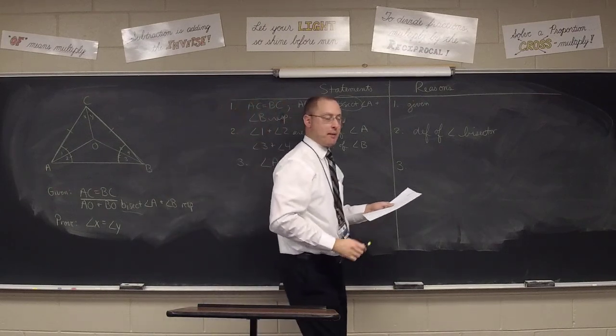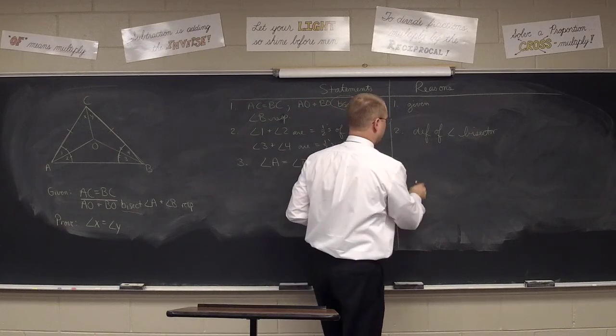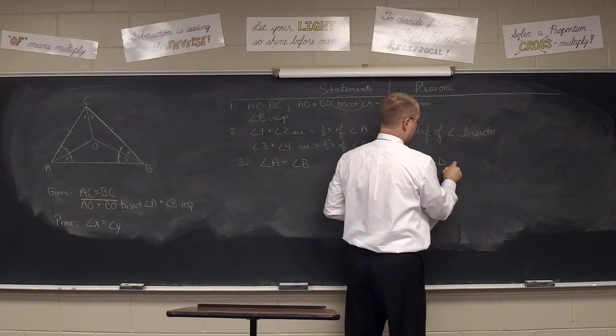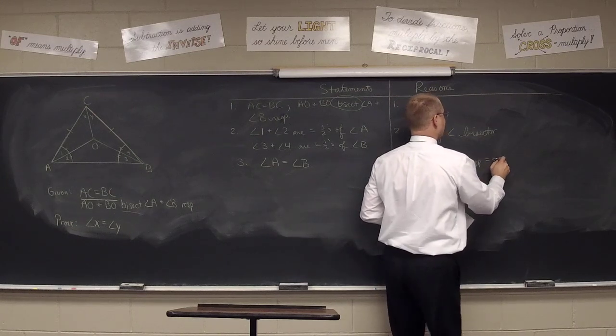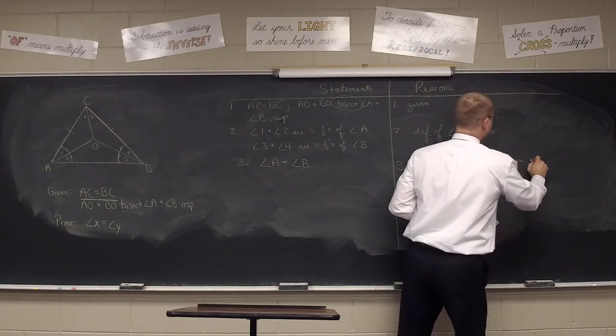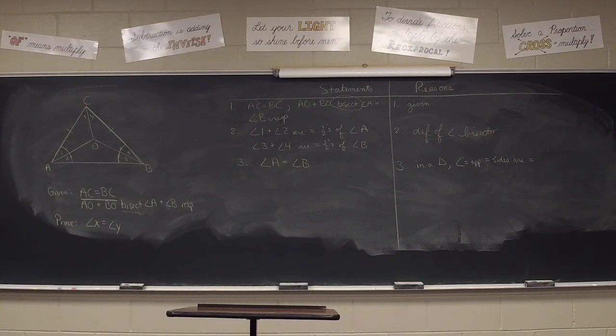And the reason that you, how many had angle A equals angle B for number 3? All right, Josh, what was your reason? In a triangle, equal angles opposite sides are equal. I think you mean angles opposite equal sides are equal. Okay, so a little bit on the wording there. Angles opposite equal sides in a triangle are equal.